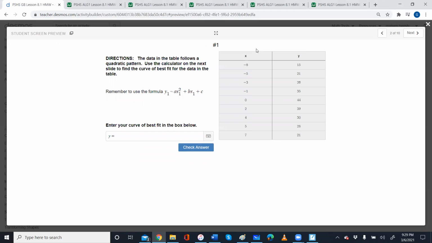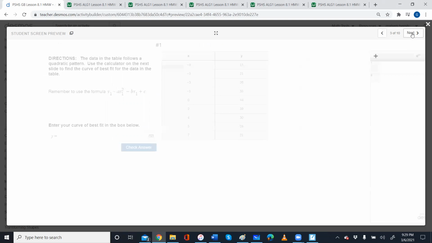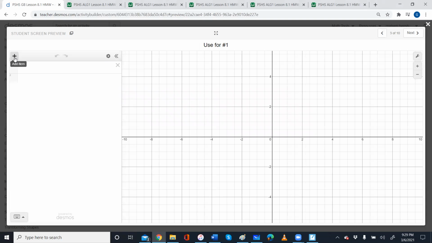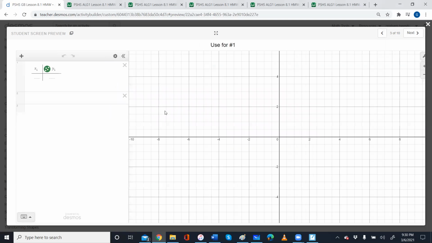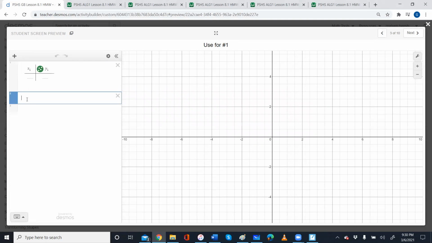So for each question, all you're going to do is go to the Desmos calculator on the next screen. You're going to click on plus. You're going to click on table, and then you can start typing in those coordinates that you saw from the previous page. So -8 and so on. If it's easier, you might want to take a picture on your phone perhaps, move across to this slide here, and then type everything in.